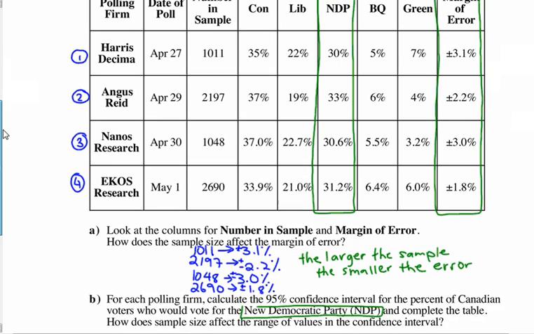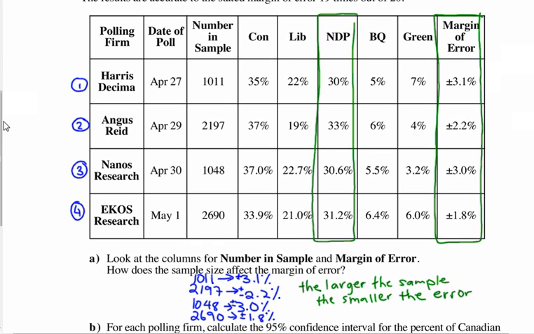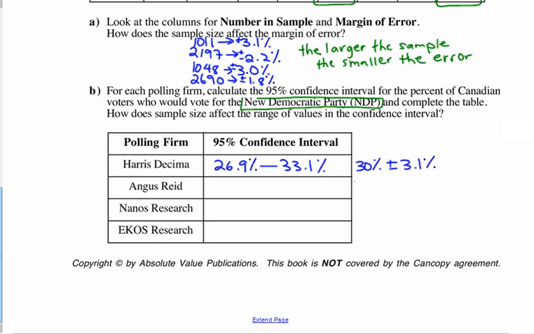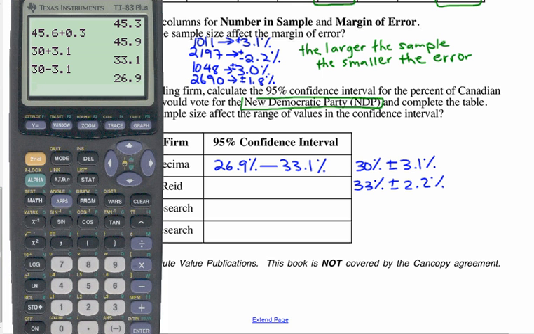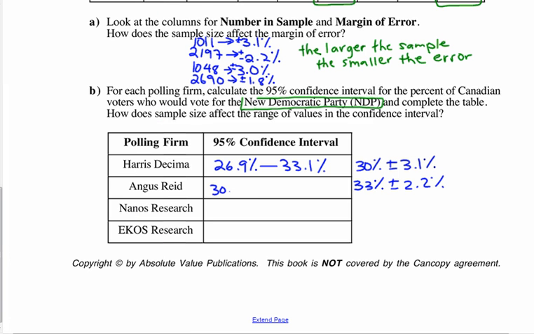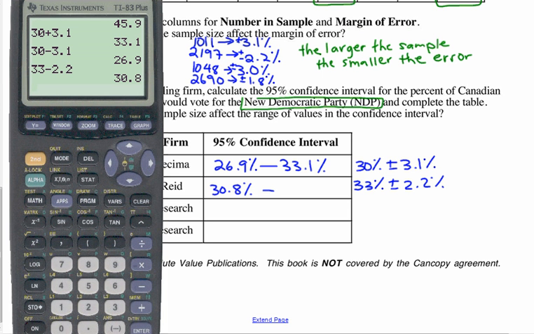Angus Reid was 33% plus or minus 2.2%. So again, to get the low value, we want the range. It's going to lie somewhere between. So 33 minus 2.2 is 30.8%, and now 33 plus 2.2 gives you 35.2%.